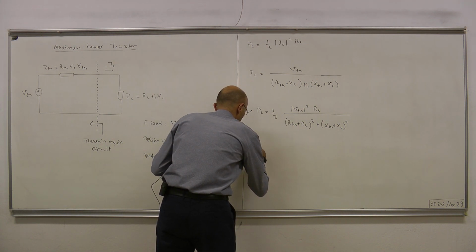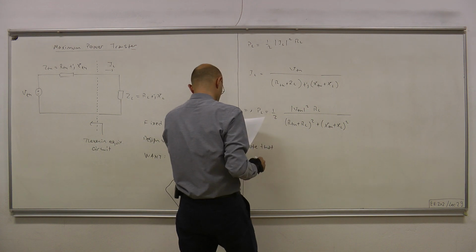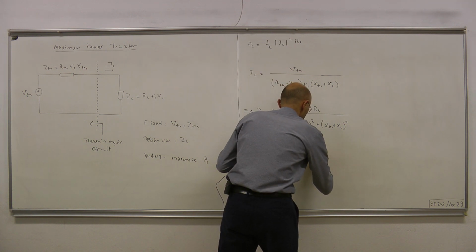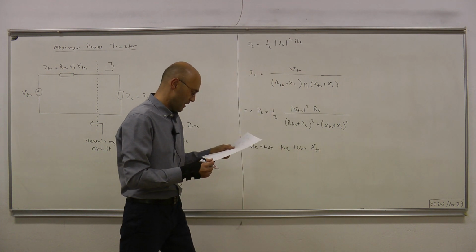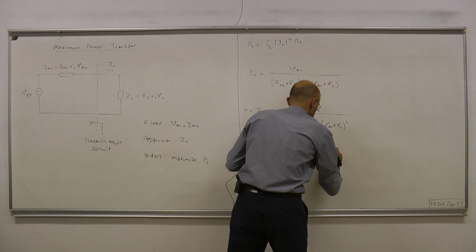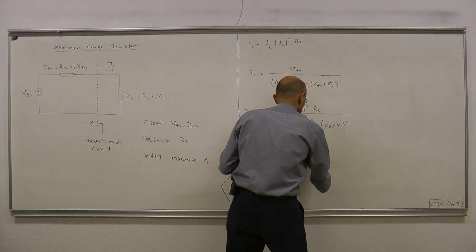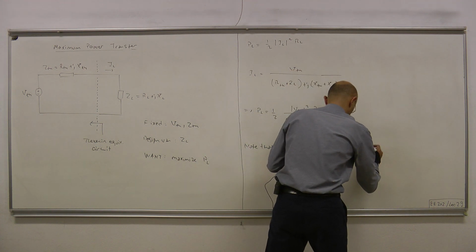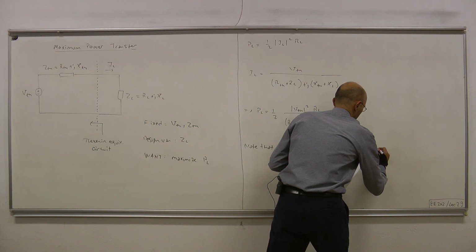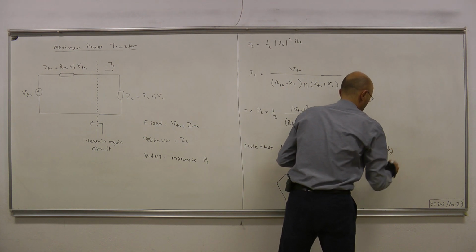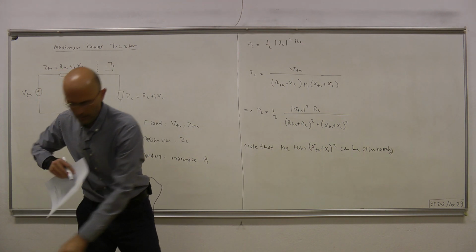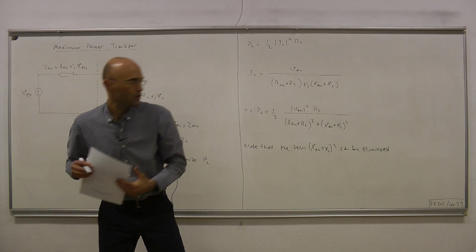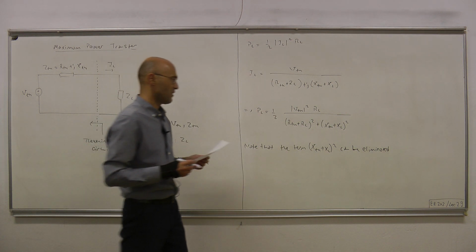So let's put that down. Note that the term X Thevenin plus XL squared, which is never negative, can be eliminated by choosing XL equals minus X Thevenin.